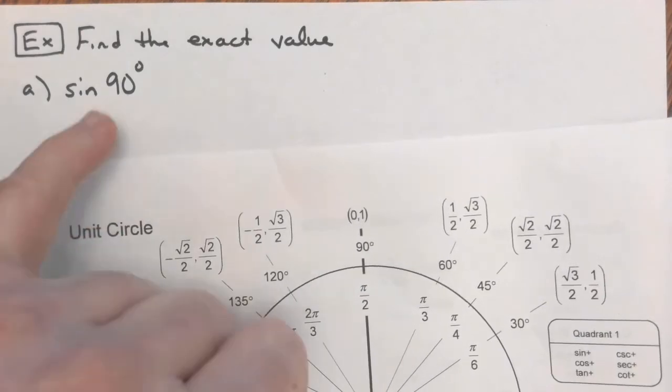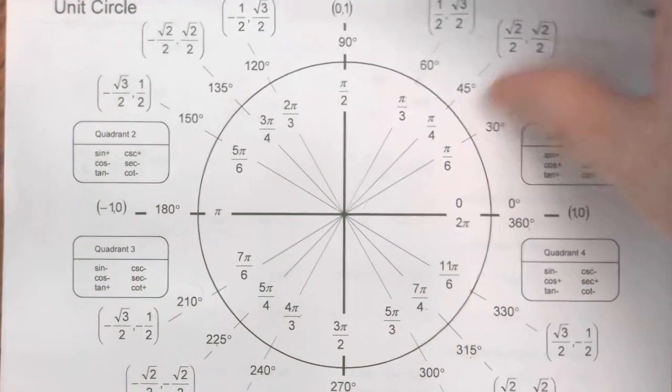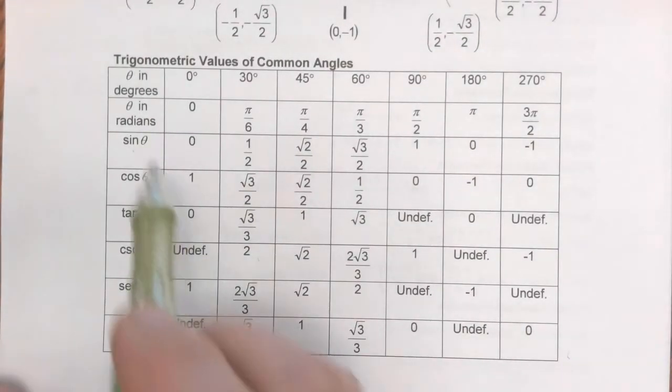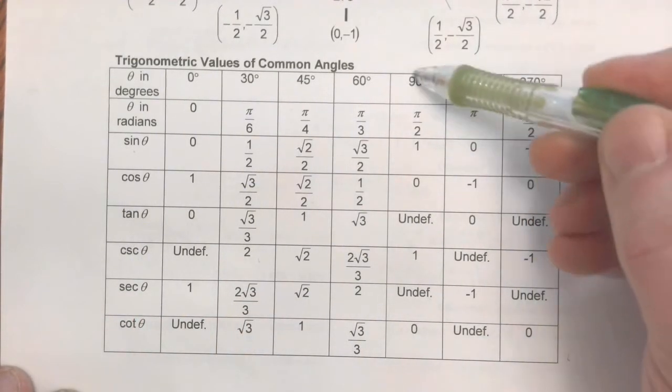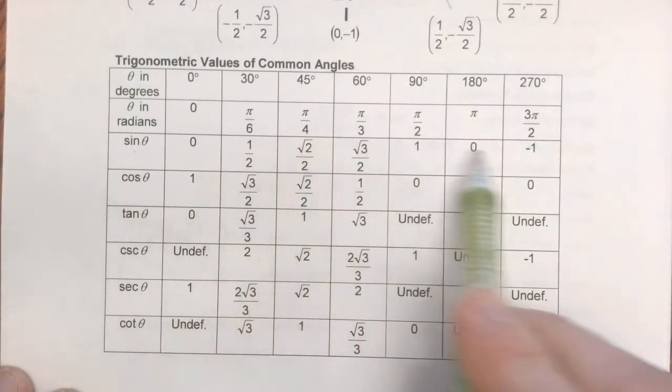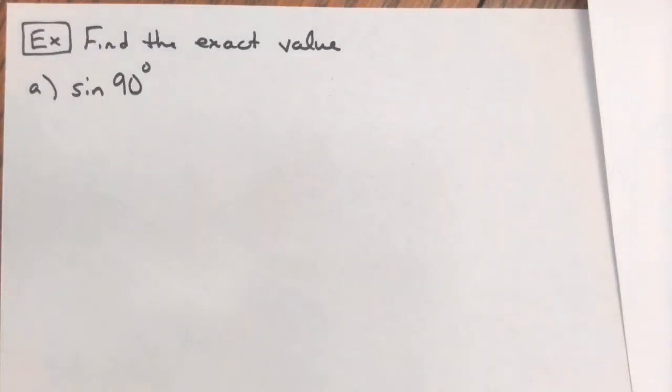So the sine of 90 degrees, I look at that 90 degrees and I see on my unit circle that is on one of the axes. So I'm going to go down here to the bottom, and I'm going to go across the row for sine and down the column for 90 degrees and see that the sine of 90 degrees is equal to 1.